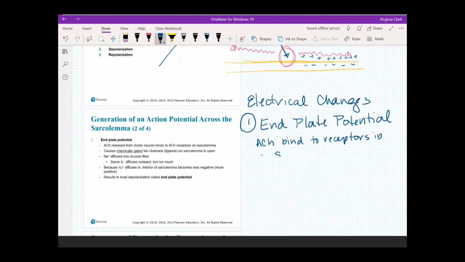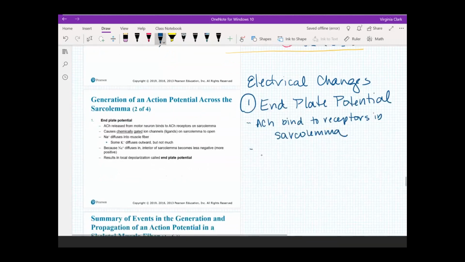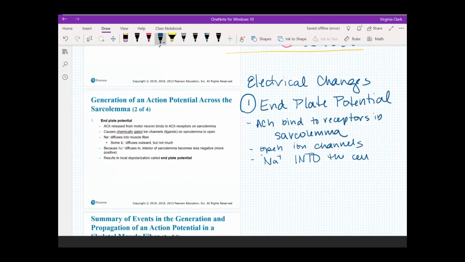And when it binds to the receptors in the sarcolemma, we've already talked about this because it's the first couple of steps, ending part A. It will open ion channels, and if it opens these ion channels, sodium will move into the cell. We've already talked about all of these pieces because it is a sequence of steps, so they build upon each other.